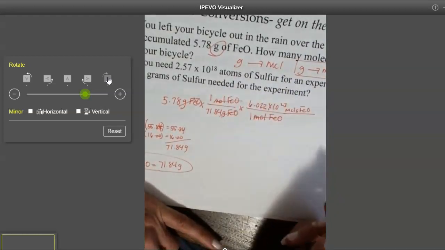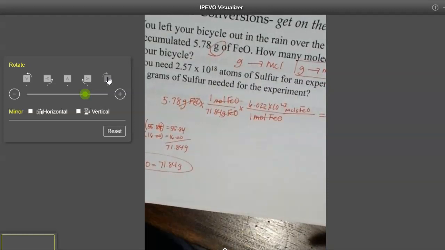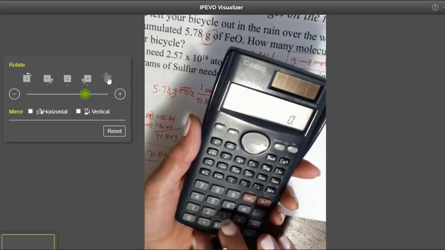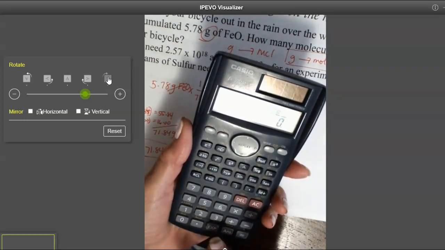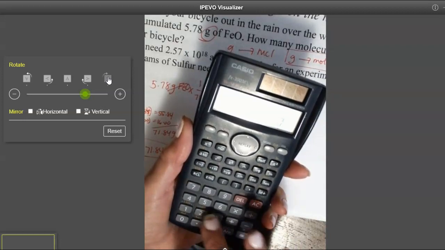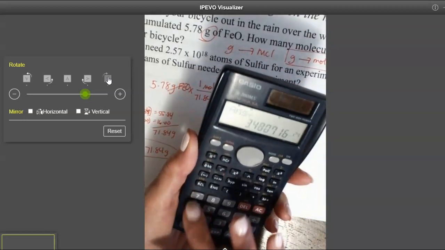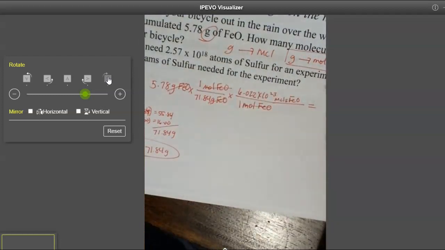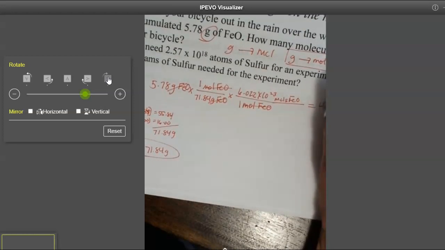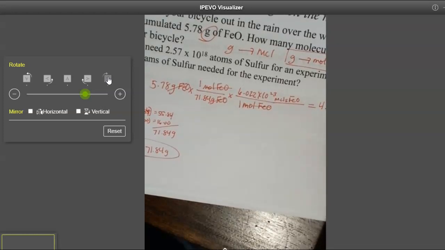Our moles cancel out, and I'm going to just multiply everything straight across and divide by whatever I have in the bottom. So in my calculator, I'm going to put 5.78 times 6.022 times 10 to the 23rd, all divided by 71.84, is equal to, with 3 sig figs, 4.84 times 10 to the 22nd molecules of FeO.